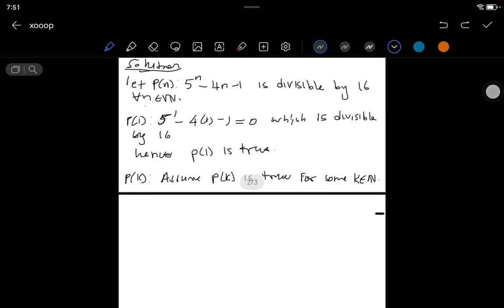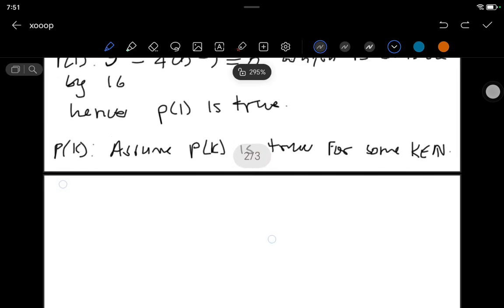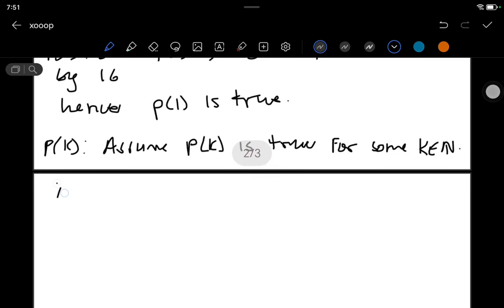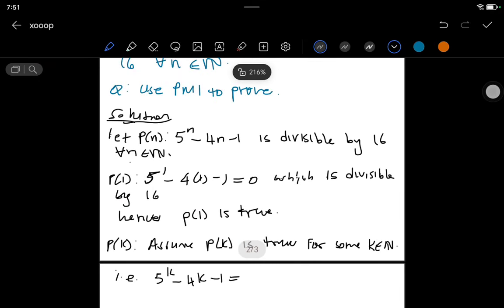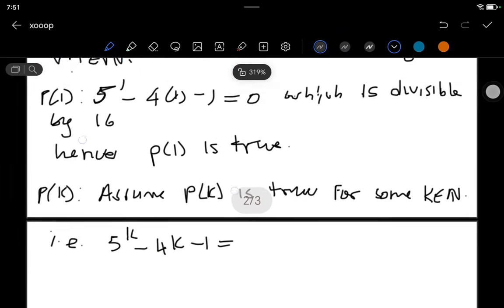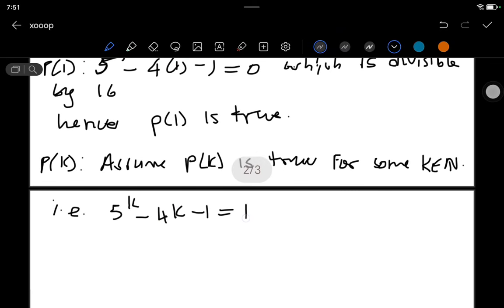Now, if we assume this, we have 5 to the k minus 4k minus 1, which they say is divisible by 16, which is similar to saying this is a multiple of 16. So we're going to say this is equal to 16p. We can't use k anymore; we have to use some other variable, 16p, for some p element of an integer.